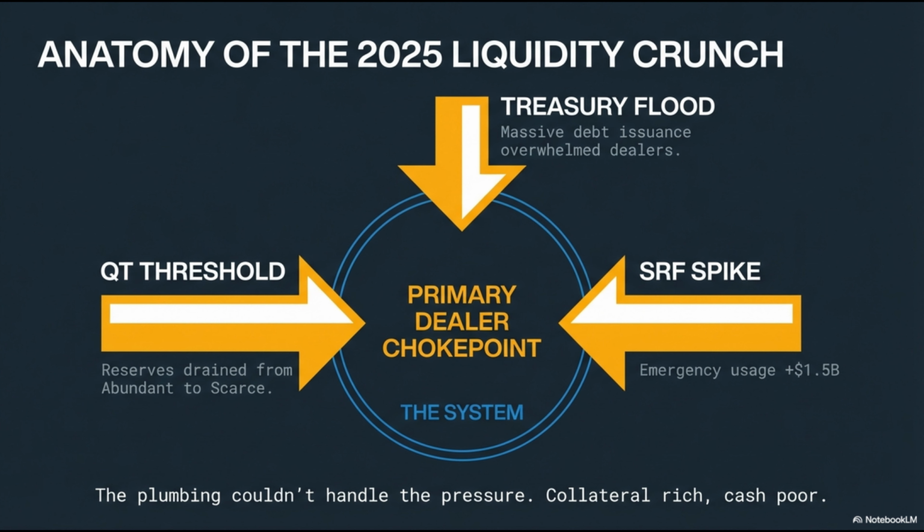It was a perfect storm. First, a treasury flood. Massive debt issuance overwhelmed the dealers. Second, we hit the QT threshold. Quantitative tightening drained reserves too low. This choked the primary dealers, forcing a spike in the SRF usage. The plumbing simply couldn't handle the pressure. We were collateral rich, but cash poor.